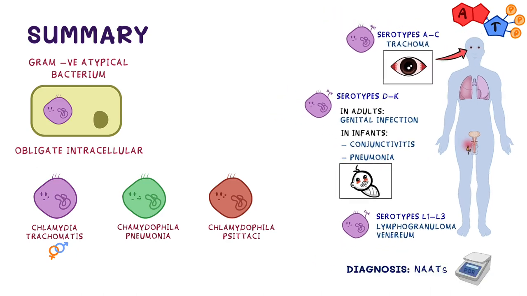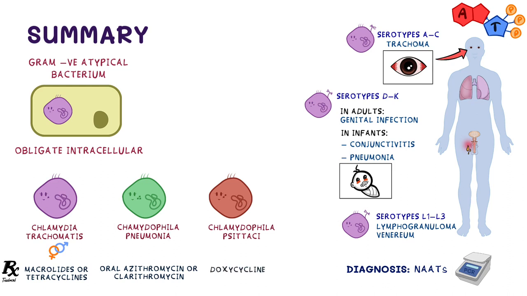Diagnosis is done by nucleic acid amplification test. Finally, Chlamydia trachomatis is treated with macrolides or tetracyclines. And for Chlamydophila pneumonia, it's treated with oral azithromycin or clarithromycin, and Chlamydophila psittaci is treated with doxycycline. And that's it for chlamydia.